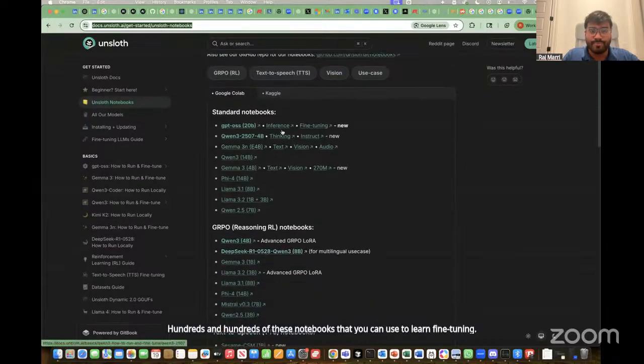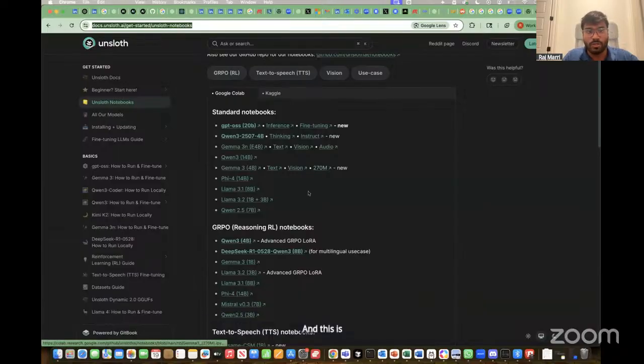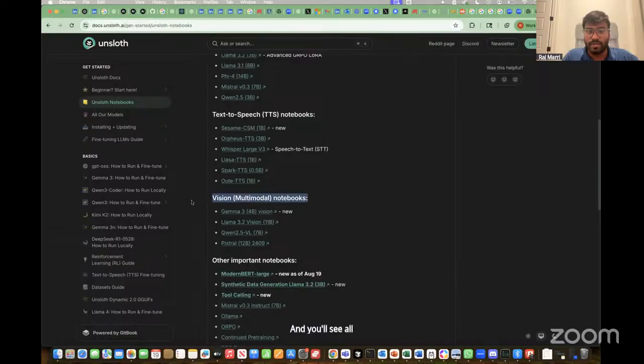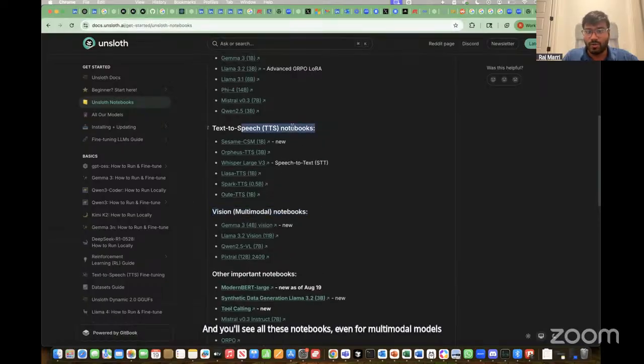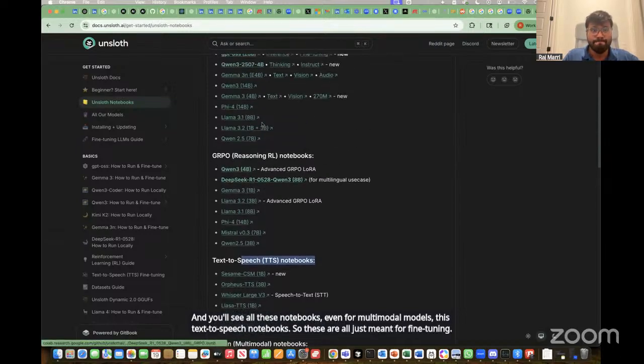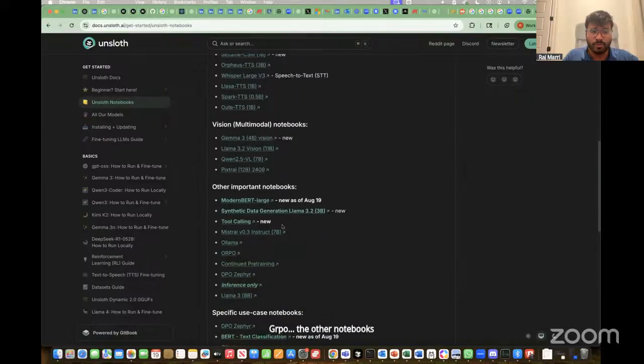So this is for Gemma 3, this is for the Gemma 4 billion parameter model. And they support different modalities. This is for text and this is for vision. And this is the 270 million parameter model that we're going to see today. You see all these notebooks, even for multimodal models, text to speech notebooks. These are all meant for fine tuning. GRPO, and the other notebooks. So feel free to work on them.